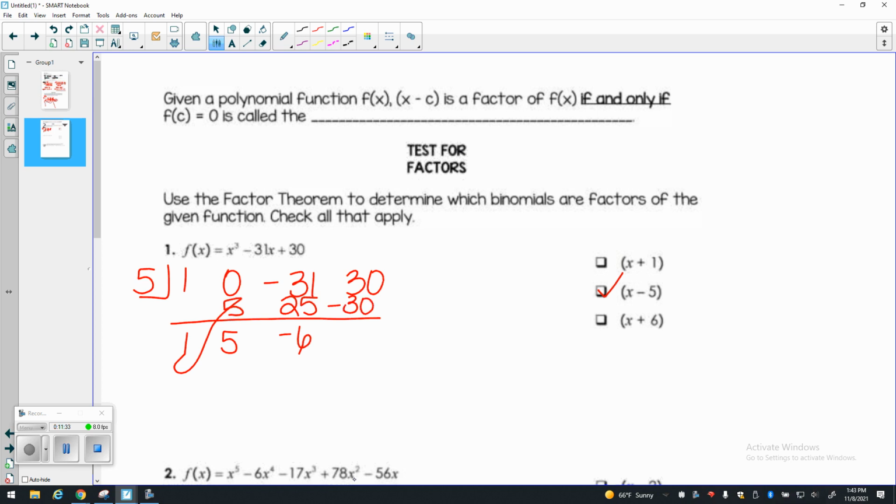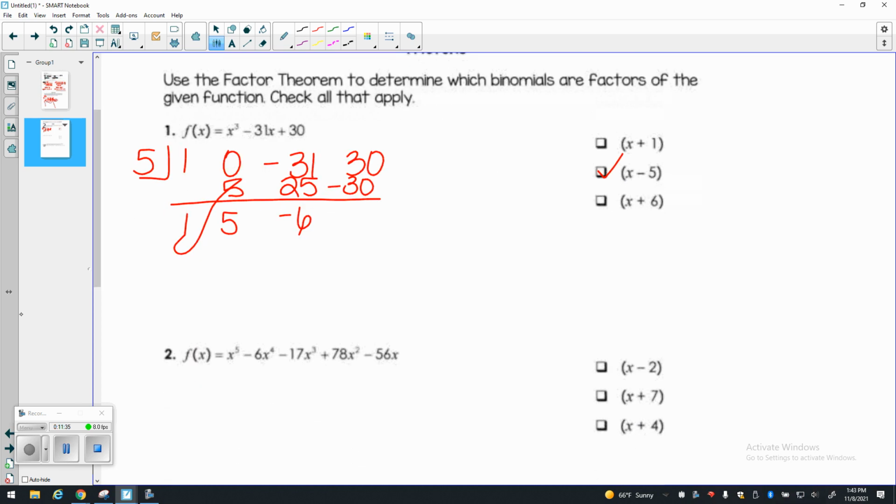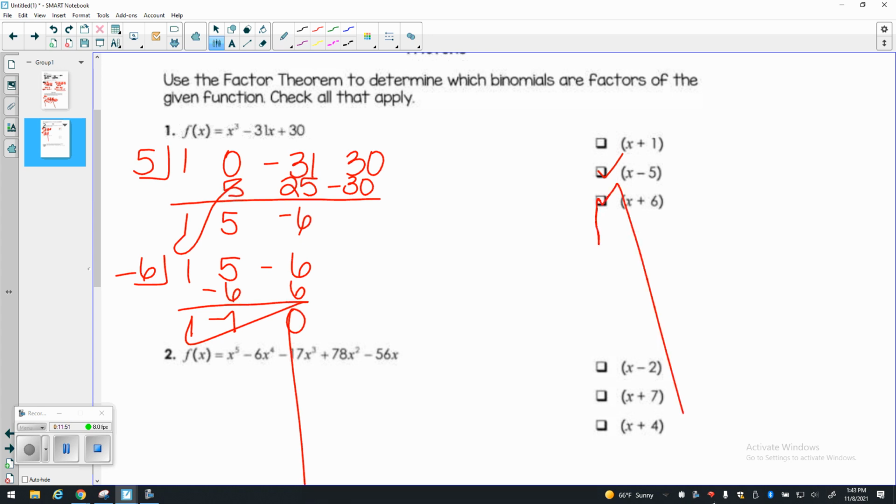Now we have to see if x plus 6 is a factor. So plug in negative 6: 1, 5, negative 6. 1 comes down, yes. Negative 6, negative 1, 6, and 0. So x plus 6 and x minus 5 are both factors. Does that make sense?